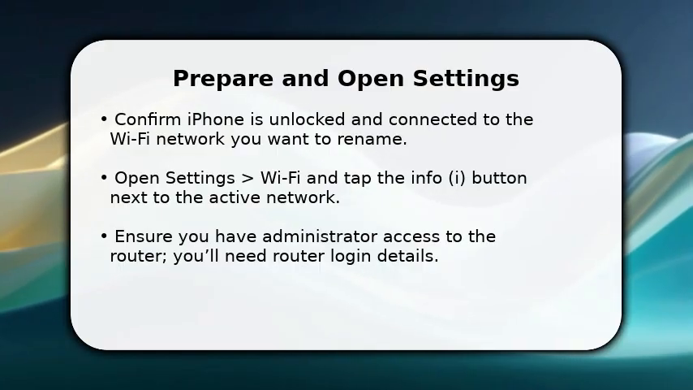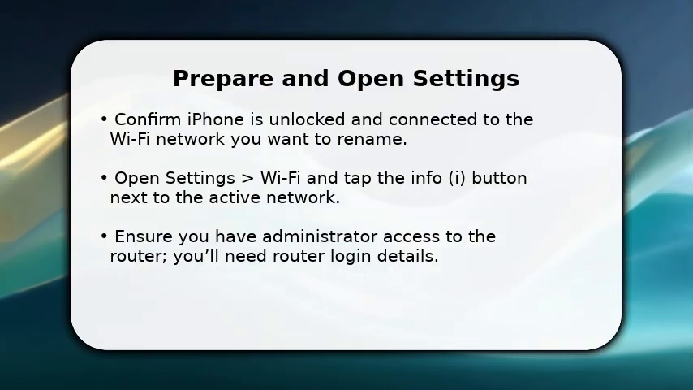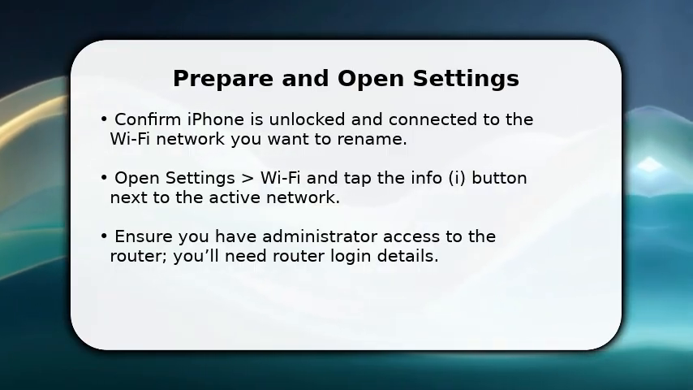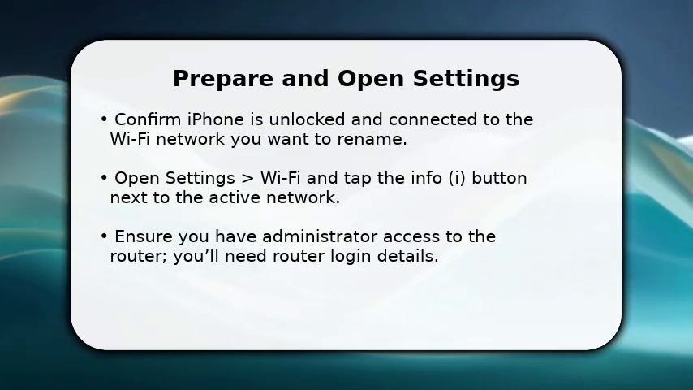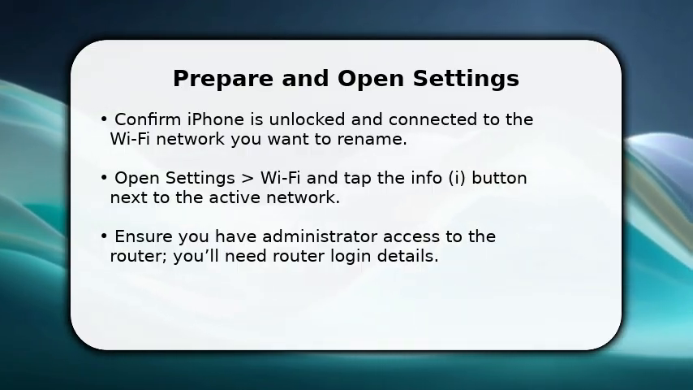You're starting with the essentials. Be on the iPhone and connected to the network whose name you'll change. Open Settings, go to Wi-Fi, and tap the small i button next to the active SSID. This gives you network details.